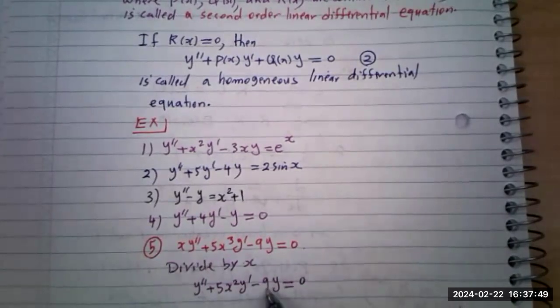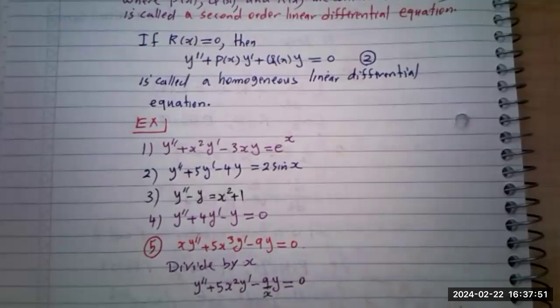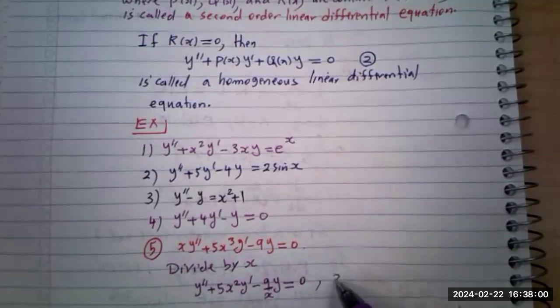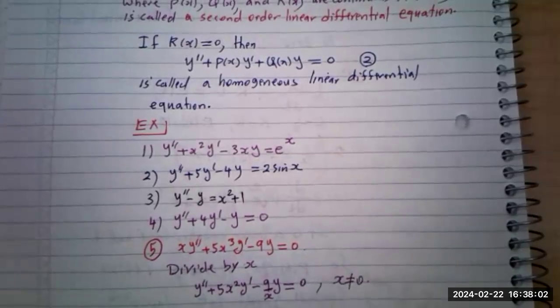Of course, it's going to be 9 over x. Okay, y double prime plus 5 x squared y prime plus 9 over x y equal to 0. We assume that x is not equal to 0. Okay, so this is our definition. Any questions? Now, how are we going to solve this equation?